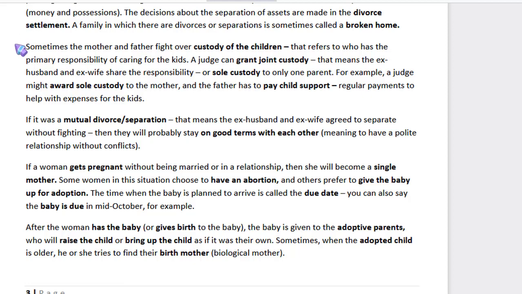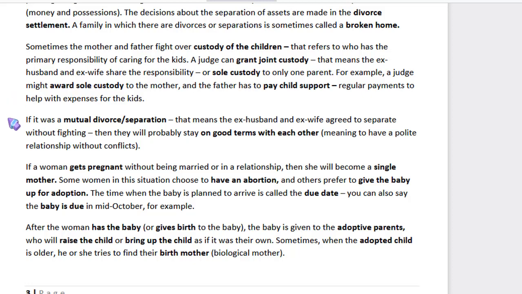Sometimes the mother and father fight over custody of the children. That refers to who has the primary responsibility of caring for the kids. A judge can grant joint custody. That means the ex-husband and ex-wife share the responsibility, or sole custody to only one parent. For example, a judge might award sole custody to the mother, and the father has to pay child support, regular payments to help with expenses for the kids.